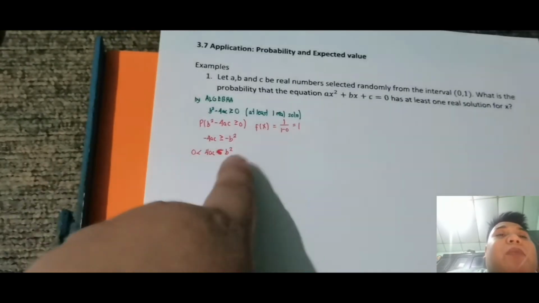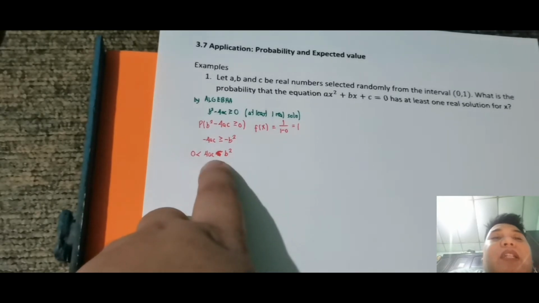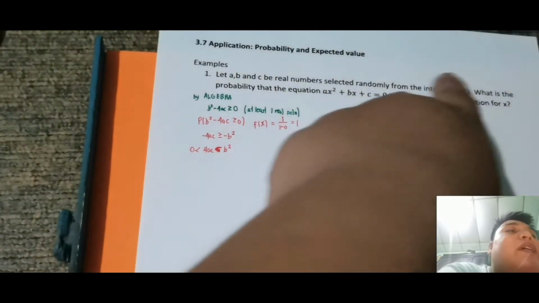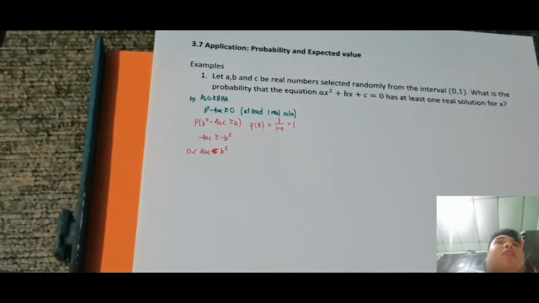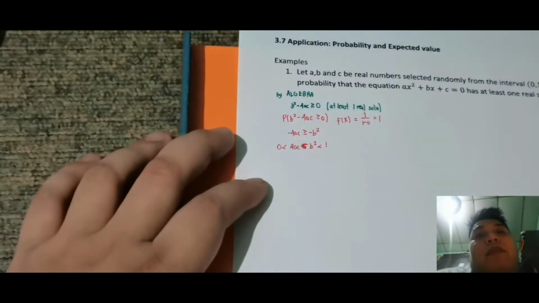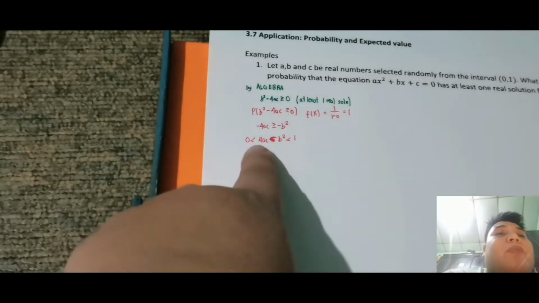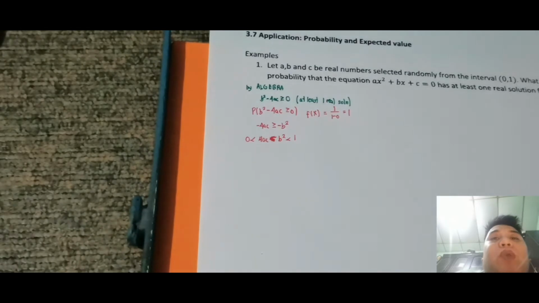Tapos, syempre dahil B squared ito, alam natin na yung B squared na yan, something na galing yung 4AC saka yung B na yan sa 0, 1. So meaning that is all about fraction which is less than 1. So pag yung fraction na yun na less than 1 in-square ko, alam natin na less than 1 pa rin siya. So 0, 4AC less than B squared less than 1 siya.